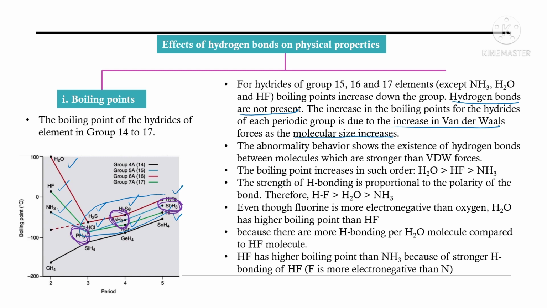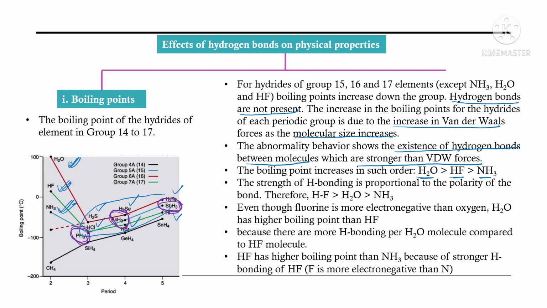For water, HF, and ammonia, they show abnormal behavior due to the presence of hydrogen bonds between the molecules, and the hydrogen bonds are stronger than the Van der Waals forces, causing water, HF, and ammonia to have higher boiling points than other hydrides of their group. And water has the highest boiling point, followed by HF, followed by ammonia.